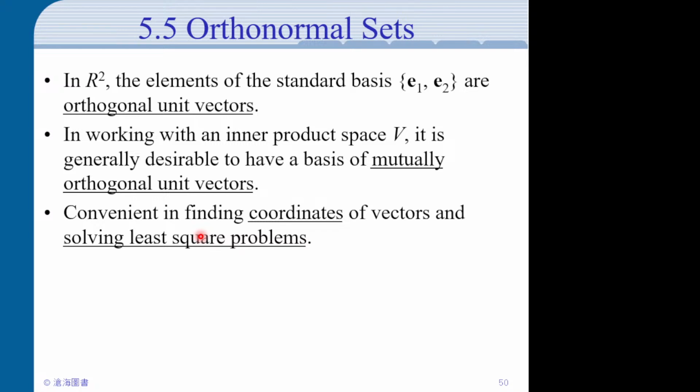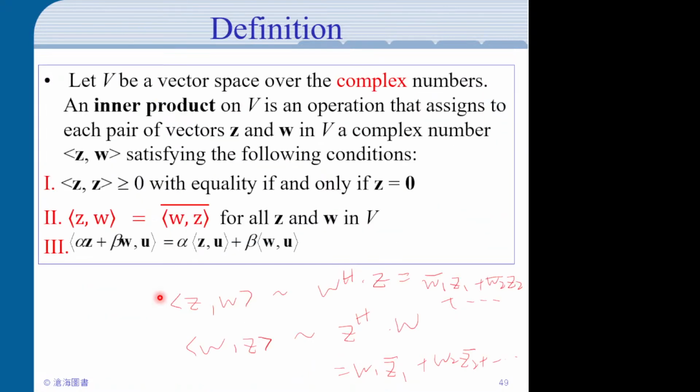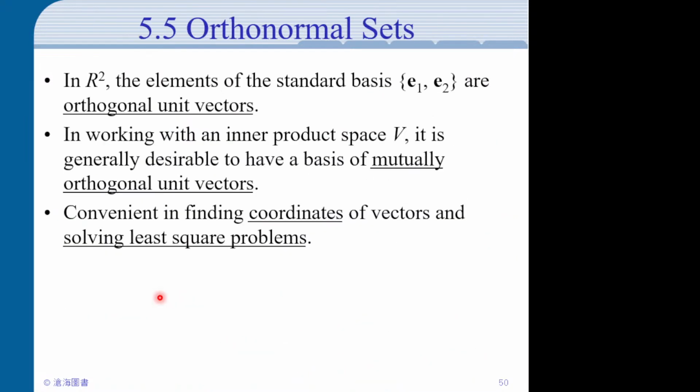So 5.5, orthonormal bases. This comes from this orthogonal thing. Back to 5.4, remember we were talking about inner product space, and we can define this orthogonal property as inner product equals 0. Orthogonal is very nice, and here we are going to introduce something very nice.